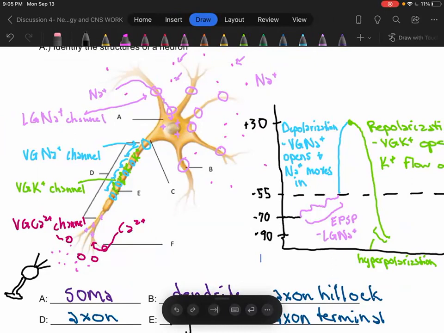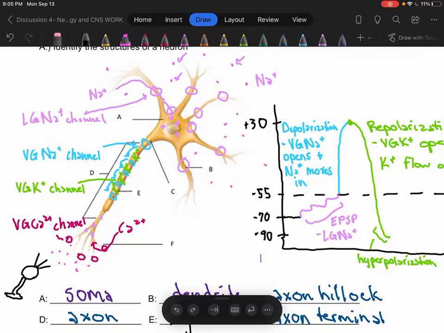That change in voltage caused the opening of our voltage-gated sodium channel. So once those voltage-gated sodium channels opened, we had that quick conduction, that saltatory conduction of jumping from node to node very quickly down the axon. Once that sodium moved down, we had the opening of the voltage-gated potassium channels, which caused that outflow of potassium.